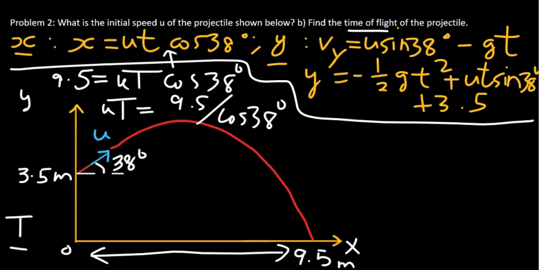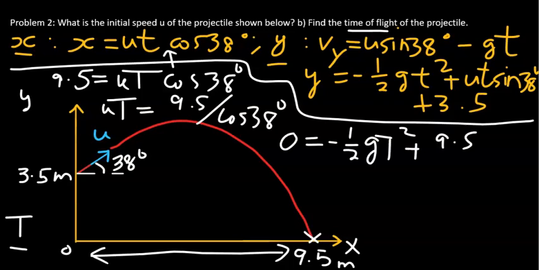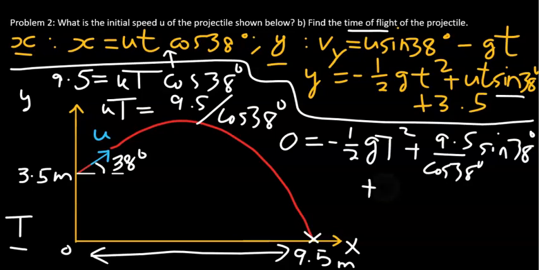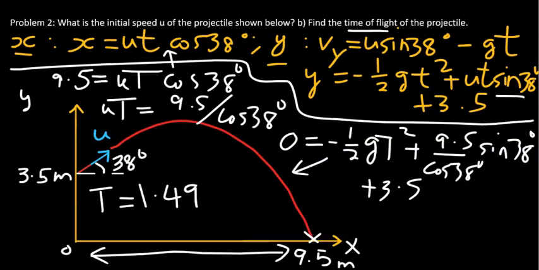When time is the total time of flight, the y coordinate is 0. So setting 0 there, minus half g capital T squared, plus ut, and ut is quite simply 9.5 over cosine 38 degrees. Don't forget the sine 38 degrees, plus 3.5. You know everything in this equation except capital T, which you can solve. And when you solve for that capital T, you get the following value, 1.492 seconds. So this is actually the answer for part B.